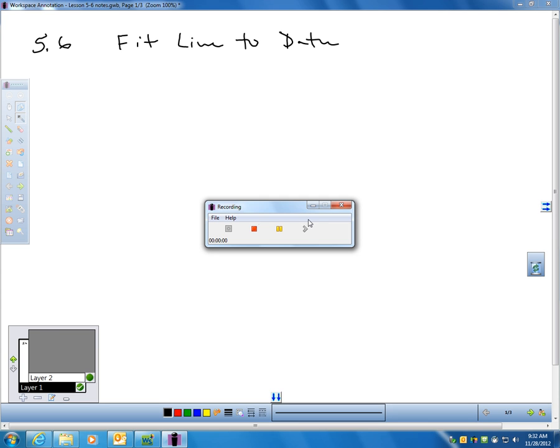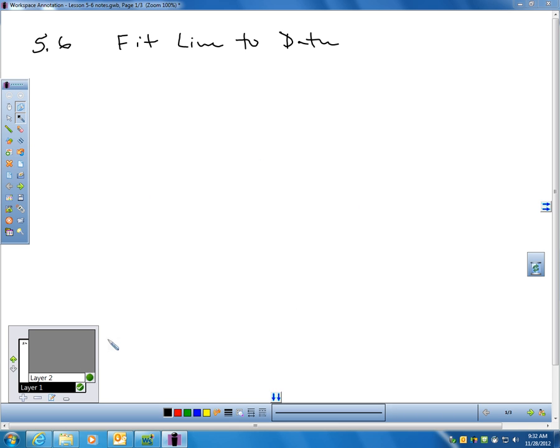Hi, and this is section 5-6, which is called Fitting a Line to Data. And you need to be on page 325. You might want to stop the video right now. Please go to your book, page 325.